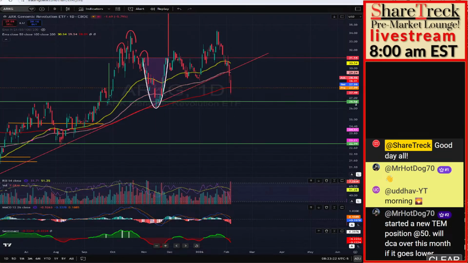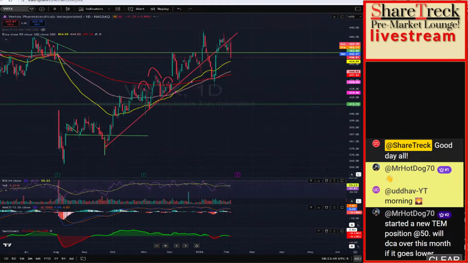ARG is up 1.82% in pre-market trades. It will get support at somewhere around, I would say, 27.53. Right now, we're at 27.99. Failing this, the next support is at 26.69. Right now, the 200-day exponential at 26.89 is the immediate support.